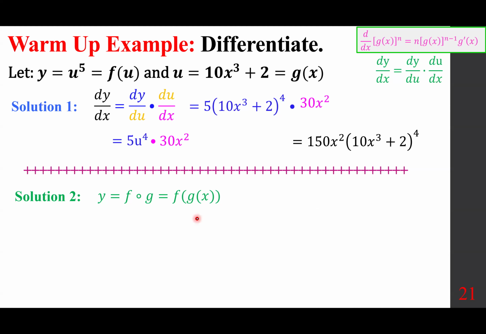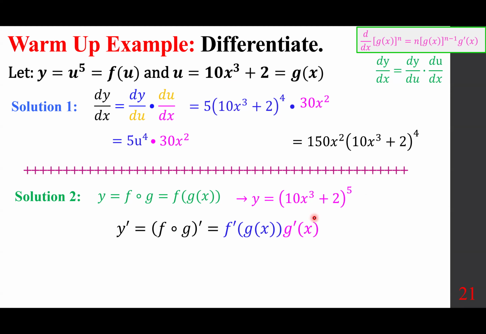Composite function, f of g is f of g of x, therefore y prime is f prime of g of x times g prime of x, okay? And in this case, u to the power of 5 means 10x cubed plus 2 to the power of 5. So you can easily calculate the composite function. It's not always the case.